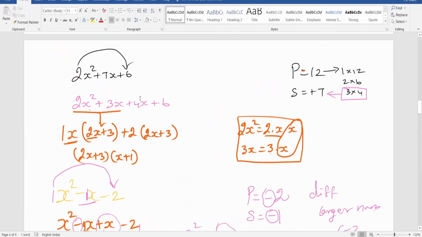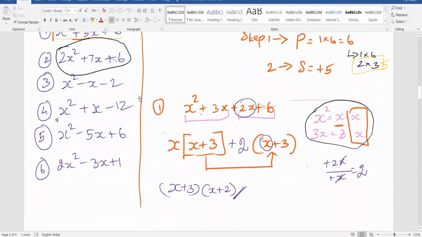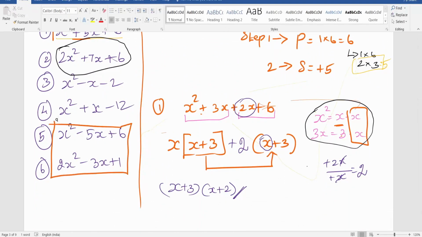Now, even though I have a few sums here, I'm just leaving that for practice, which you can practice and try whether you are getting the answer.